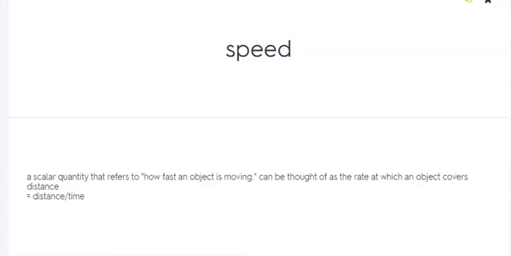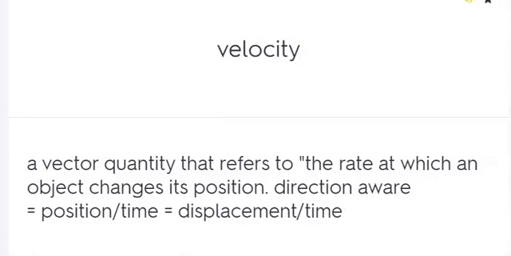Speed: a scalar quantity that refers to how fast an object is moving; it can be thought of as the rate at which an object covers distance, equals distance over time. Velocity: a vector quantity that refers to the rate at which an object changes its position, direction aware, equals position over time, equals displacement over time.